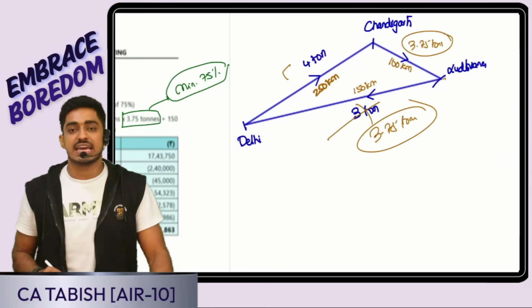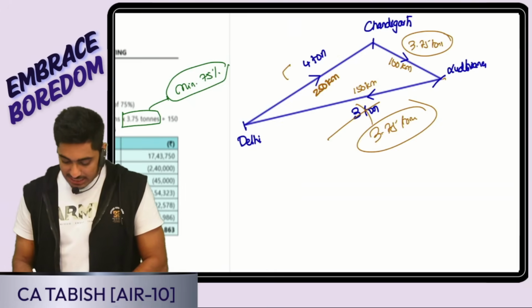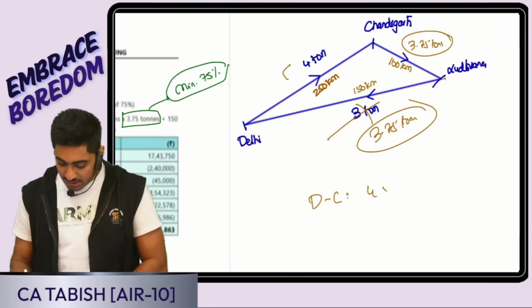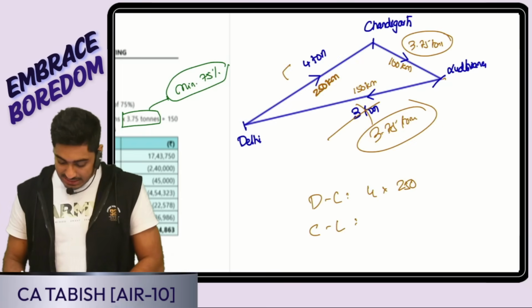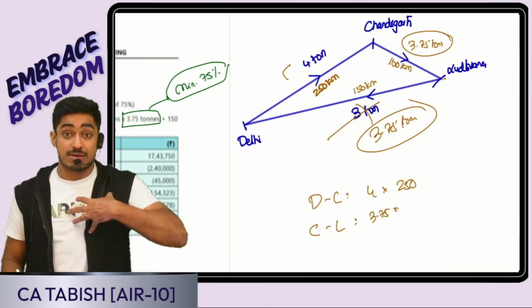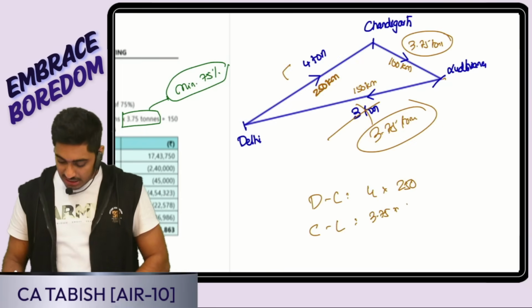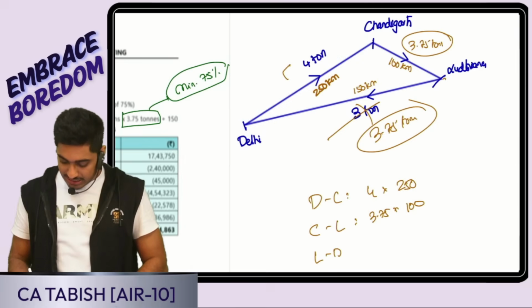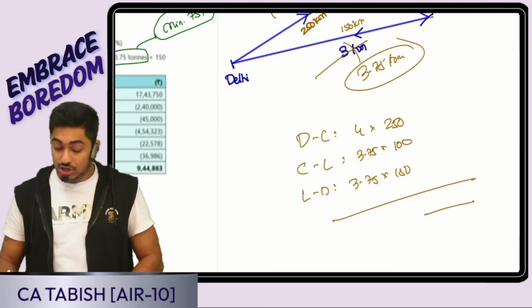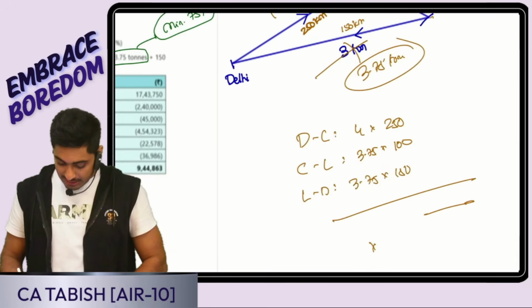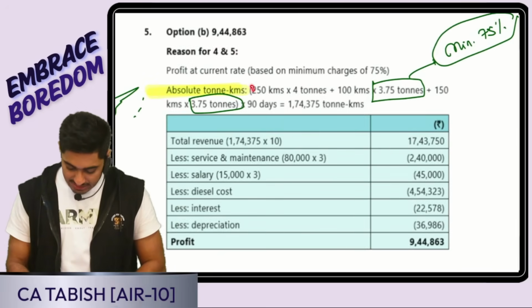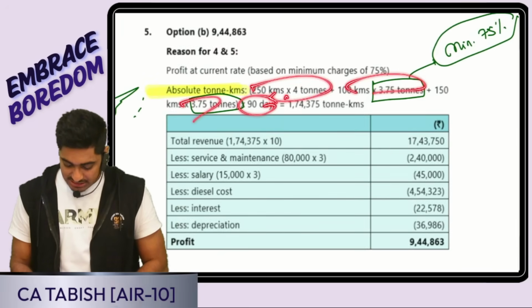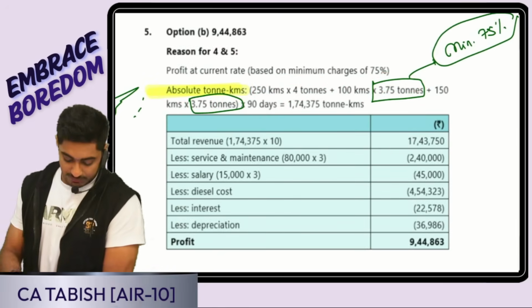Yes or no? Using this, can I calculate my ton kilometer? Yes. Tell me, from Delhi to Chandigarh, it is 4 tons into 250 kilometers in a day. From Chandigarh to Ludhiana, it is 3.75 tons I am charging, even though I am not transporting goods, into 100 kilometer. From Ludhiana to Delhi, it is 3.75 into 150. This gives me the ton kilometer for 1 day. Into 90 days gives me the total ton kilometers. Look at this, everyone. That is what they have done in the calculation. Into 90 days gives me 1,74,375 ton kilometers.